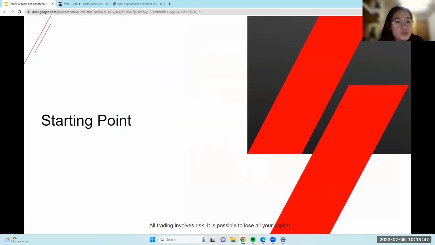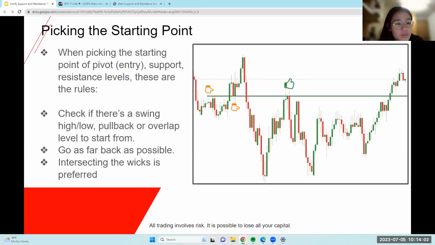So now let's move on to starting points. So now that we know how to identify significant swings and use them as support and resistance levels, what are some things that we can look out for when inputting a support or resistance level? So firstly would be picking your starting point. So when picking the starting point of a pivot, so for example, your entry, support, resistance levels, these are the rules.